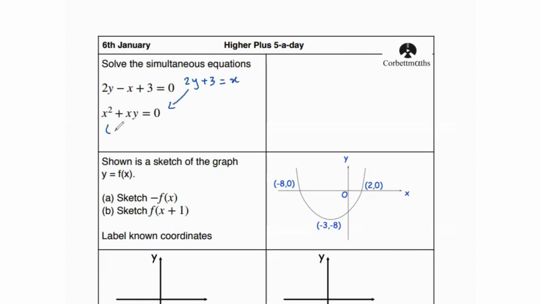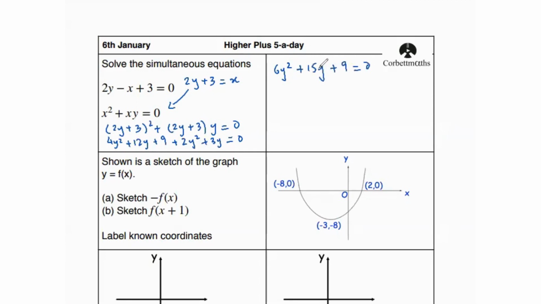So it's going to be (2y plus 3) whole square plus (2y plus 3) times y equals 0. Expand the bracket, that's going to be 4y squared plus 12y plus 9 plus 2y squared plus 3y equals 0. Combine the like terms. 4y squared plus 2y squared is 6y squared. 12y plus 3y is 15y plus 9 equals 0.